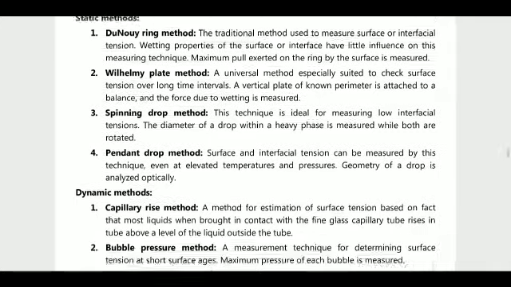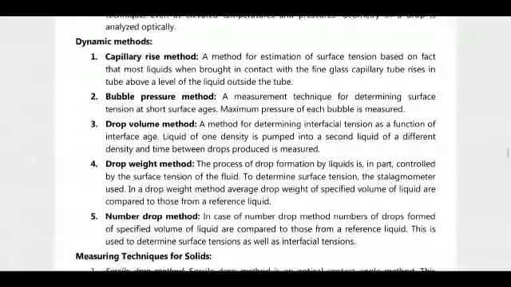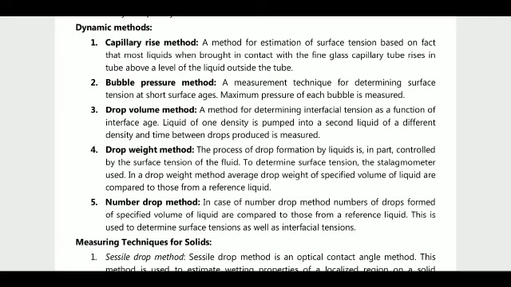Dynamic methods. Capillary rise method. This method is used for determination of surface tension based upon the liquid's contact with a fine glass capillary tube, where the liquid rises in the tube above the level of liquid outside the tube. In this method, a capillary tube is placed in the liquid containing beaker. The liquid rises in the tube when compared to the outside of the liquid.